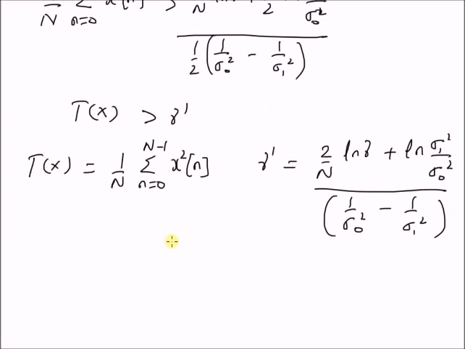So to maximize the probability of detection, we basically have to check whether the statistic T of x is greater than the threshold gamma dash for a given probability of false alarm.